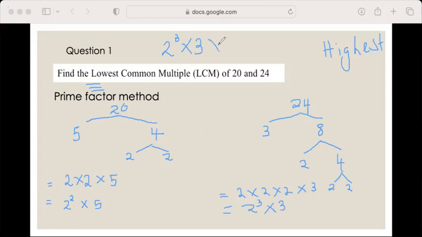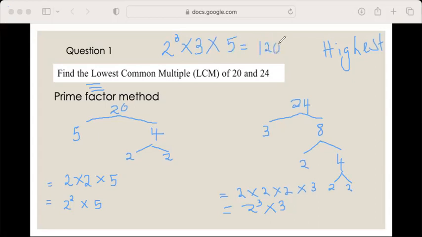3 to the power of 1 times, if you look at this, 5 is a factor of 20, but 5 is not a factor of 24. So here it is 5 to the power of 1, and here it is 5 to the power of 0. We need the highest, so the highest is 5 to the power of 1. There are no other factors. 2, 3, and 5 are the factors here. So 2 cubed means 2 times 2 times 2. 2 times 2 is 4, 4 times 2 is 8. So 8 times 3 is 24, times 5 is 120.